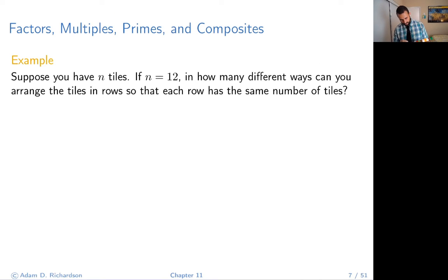All right, so here's the idea. I'm going to cut to the camera in just a second so I can show you what's going on. But here are 12 linking cubes. So pretend these are the tiles in this question. And the question says, how many ways can I arrange these tiles so that each row would have the same number of tiles? Let's try it out, shall we? Let me go to the camera so that we can see things a little better.